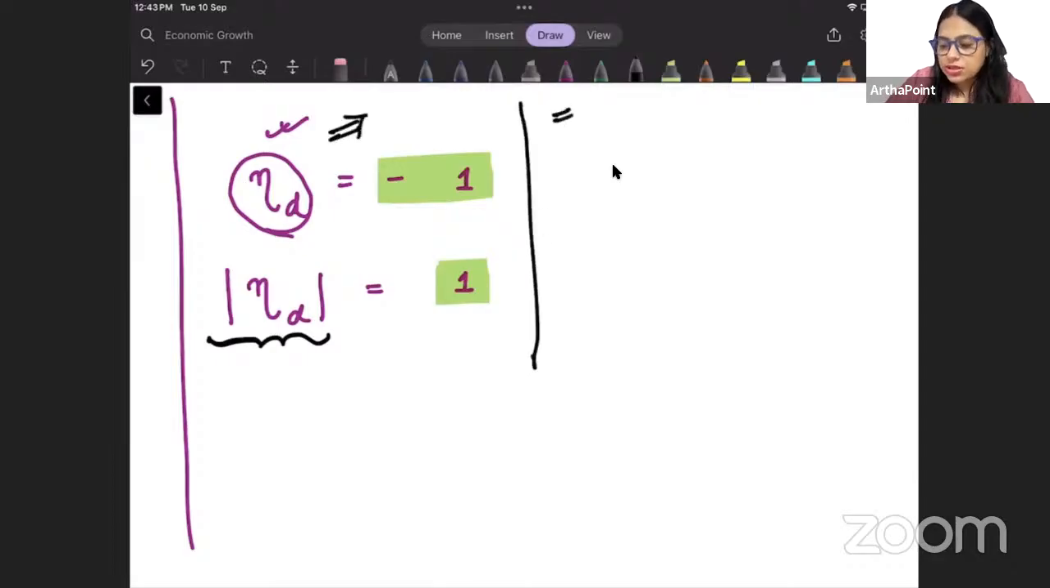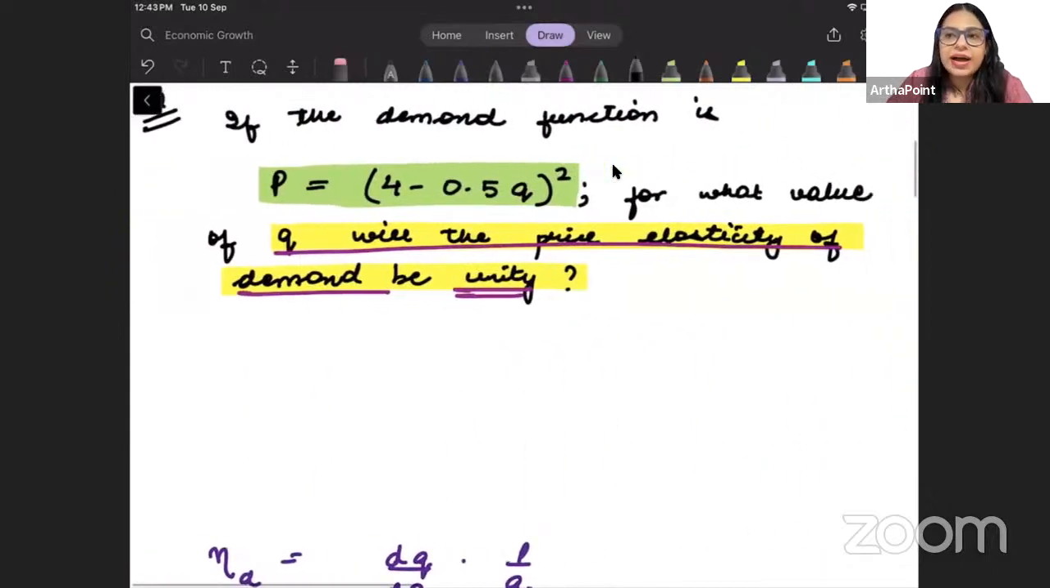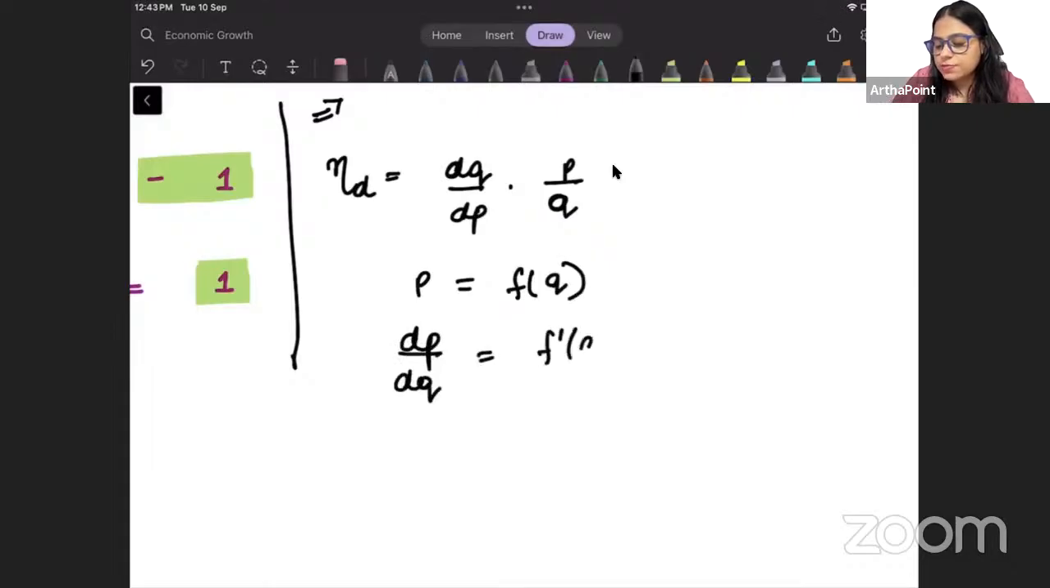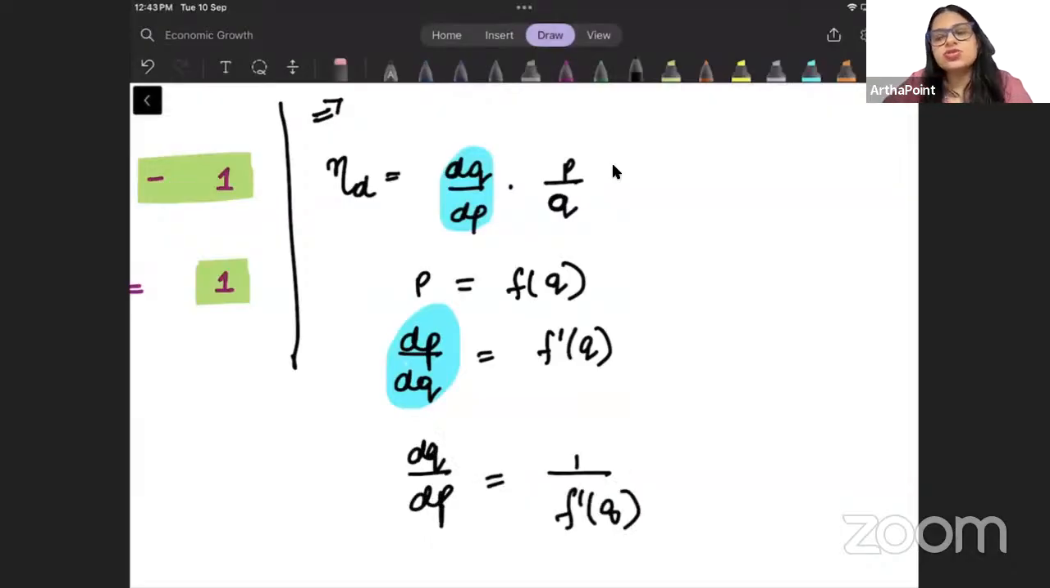The second important thing here is the formula of elasticity of demand. So the formula of elasticity of demand is how quantity changes as price changes, into price by quantity. Right. But here, if you see, you are given price as a function of quantity. So when you do dP by dQ, you will get some value here. But this formula requires dQ by dP. So you will just reciprocate this dP by dQ, and you will get the answer.